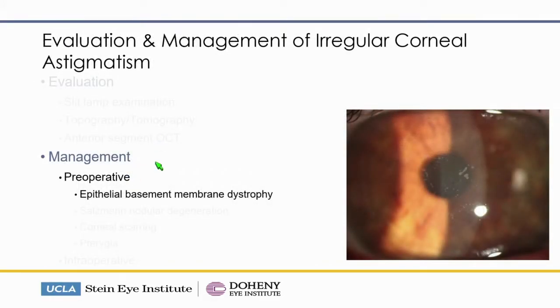So, what about management of the patient with irregular astigmatism? We can either manage it preoperatively or intraoperatively. And I think a good rule of thumb is to think about if they have surface disease, it should be managed preoperatively. If they have stromal disease, you can consider managing it intraoperatively.